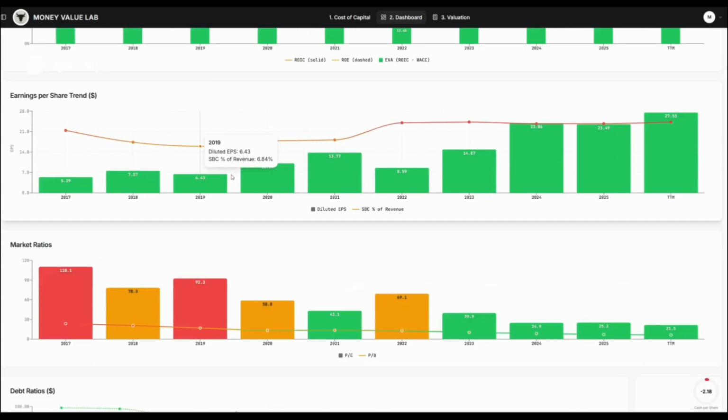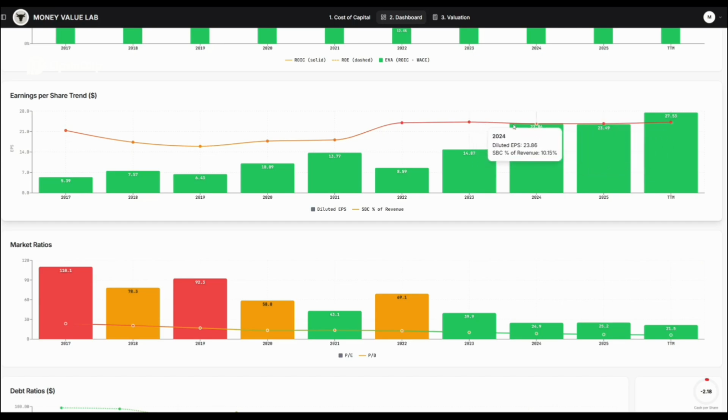Here you have the earnings shares trend. Here it looks at the diluted earnings per share. And in many American stocks, you have stock-based compensation, which is the dashed line here. Here you want to keep track of this not increasing year by year, because what happens is you will be diluted as a shareholder.